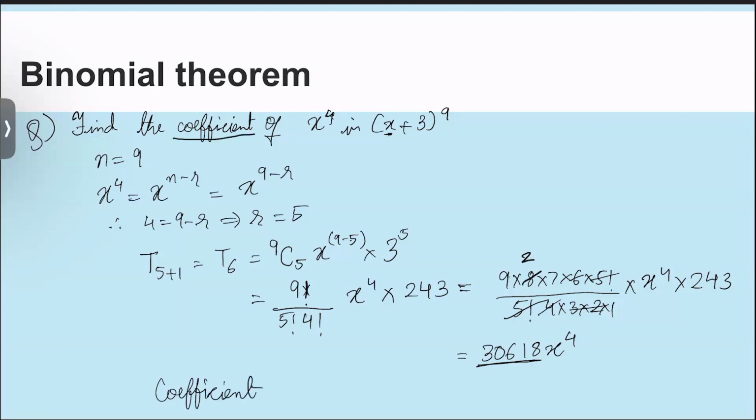We are asked to find the value of the coefficient of the term with x raised to 4 in it. So the coefficient of the x raised to 4 term is 30618. Okay, so this is how you can find the coefficient. Now let's see if we can find different kinds of terms. So I think I need to add a slide.